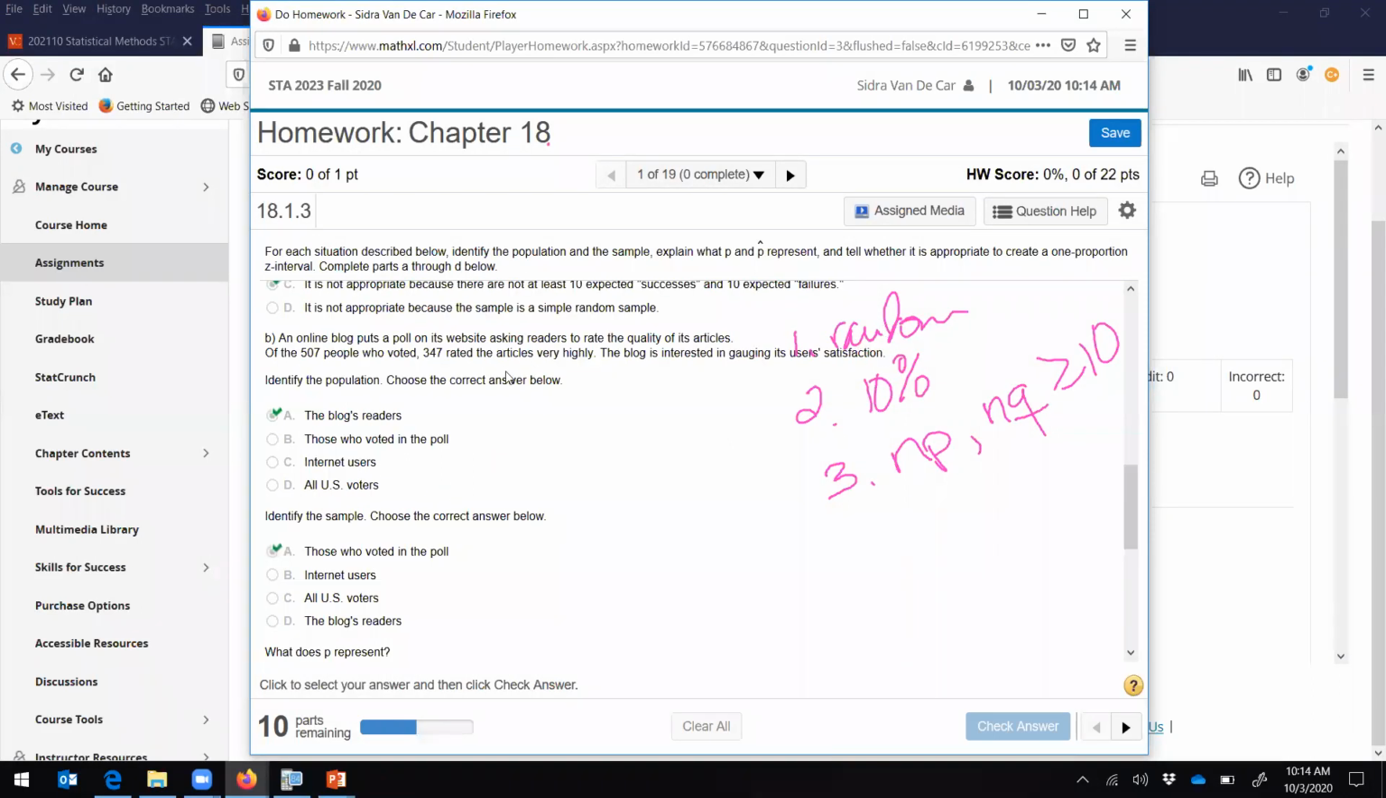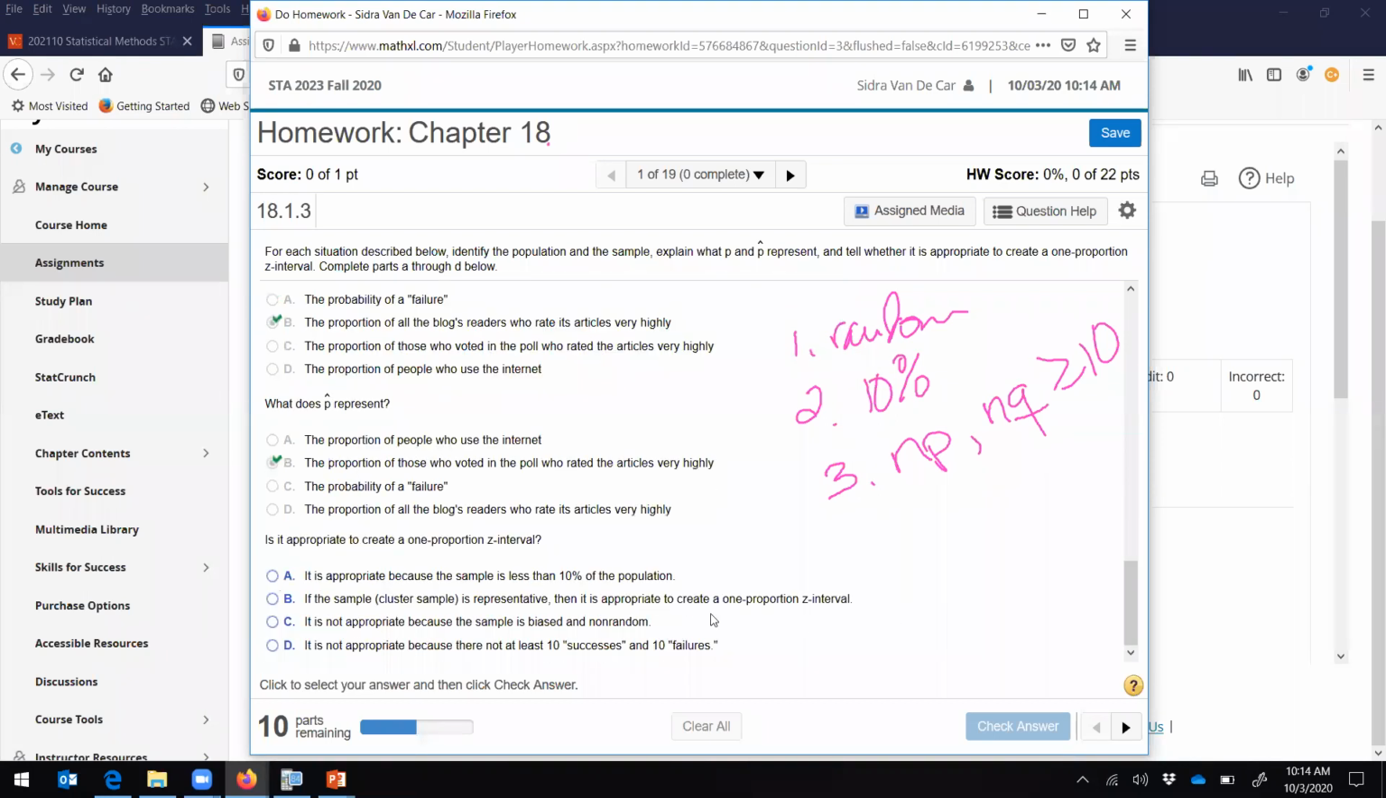Is it random? So if I'm looking at this and I'm asking my readers to rate the quality of the articles by voting, am I randomly selecting people to do that? It immediately fails this first condition. So I'm not even going to bother to check the other 2, because I should say it's not appropriate because the sample is biased and non-random.